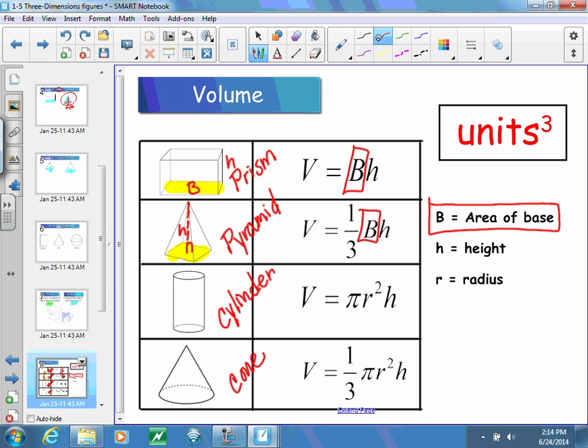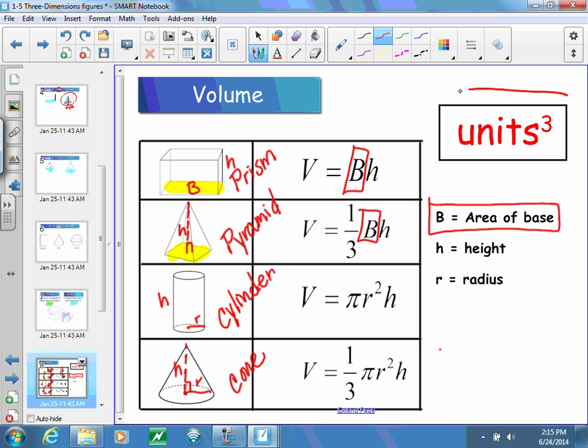Cylinder is pi, 3.14, times the radius squared times the height. Radius goes from the center of your circle to the outside, and the height is how tall your cylinder is. Cone, we're going to use the radius once again, and then the height, which goes right from the point here, drops down to the center of your circle, and there's your height. So there are our formulas being used for volume.